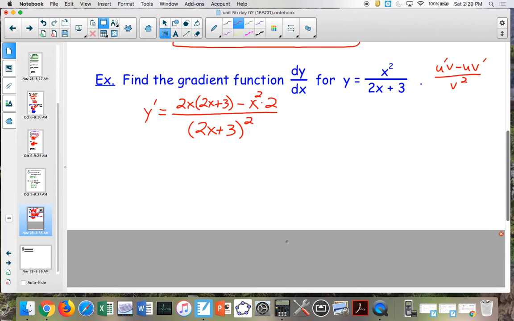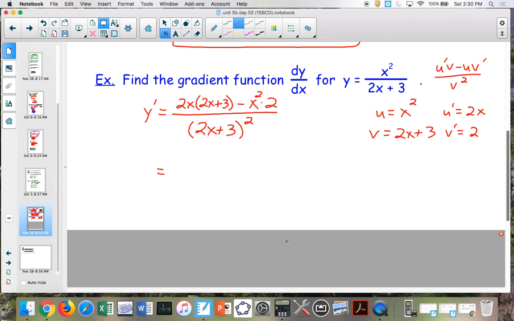Okay. So remember, the u is equal to x squared. The v is equal to 2x plus 3. Not 1 over 2x plus 3. It's just 2x plus 3. So u prime is 2x, and v prime is 2.